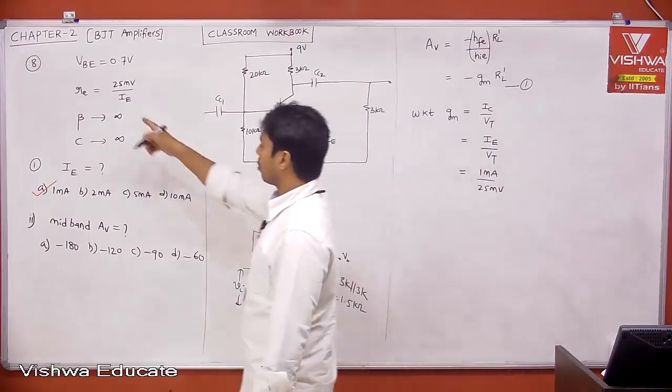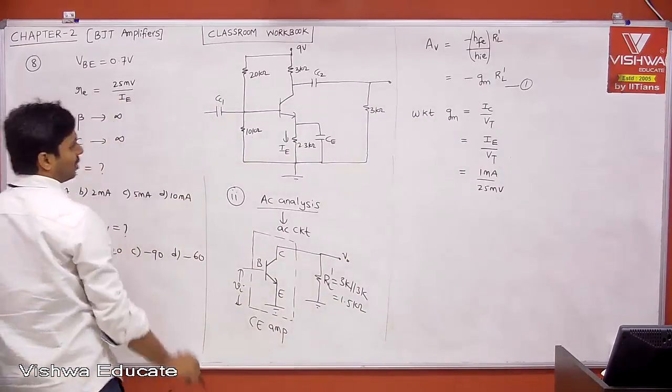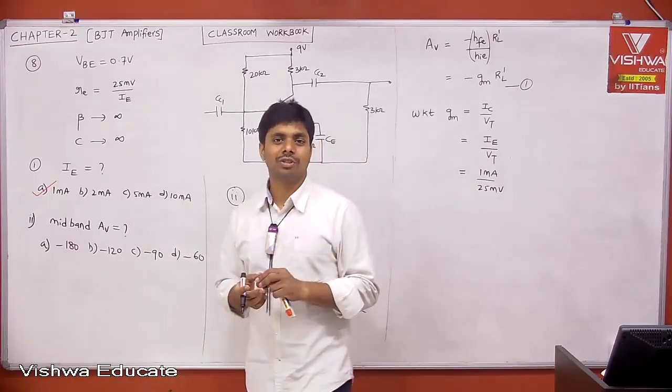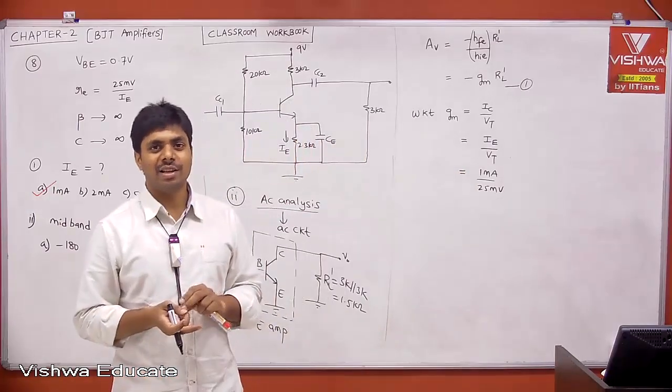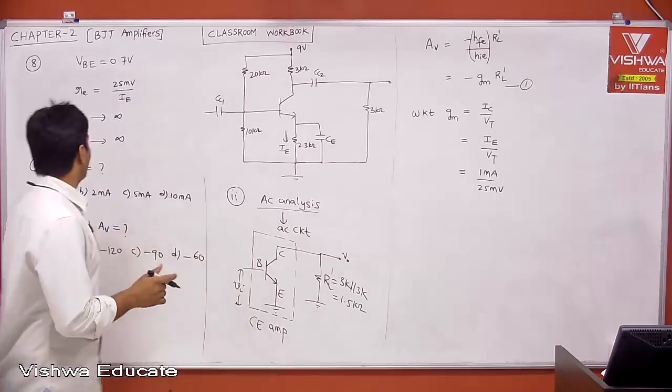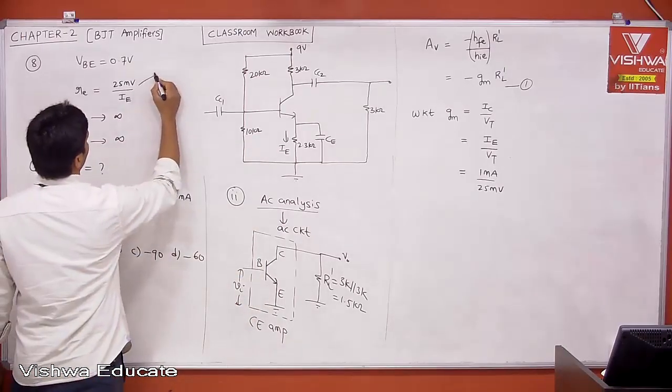Let us say you didn't understand this. If you don't understand this, what will you do? IE 1 milliampere, VT you will take as 26 millivolt only. Then you will not get any issue. You will solve it, you will get the answer. That is what is called luck. Right? Okay, even though you don't understand. But remember, this is nothing but 1 by GM.